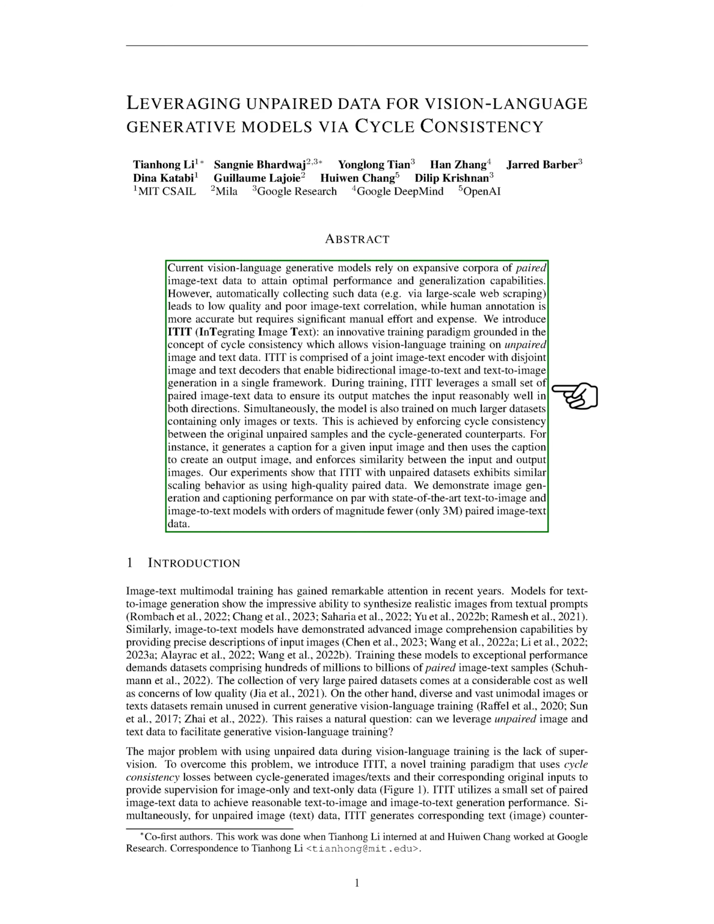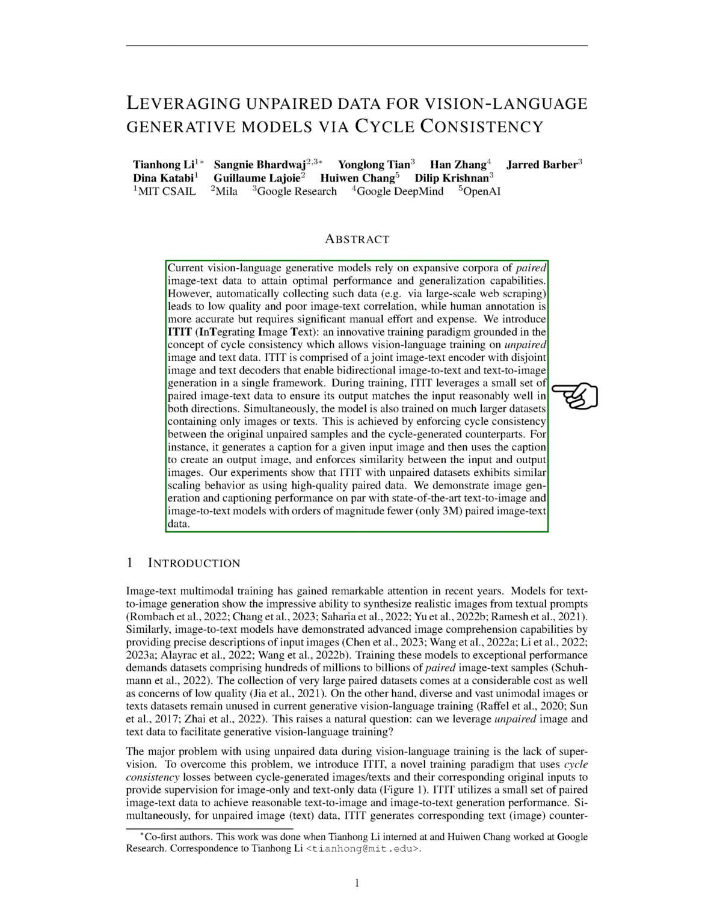Section: Introduction. In recent years, there's been a surge of interest in training models that can generate images from text and vice versa. These models have shown remarkable capabilities, such as creating realistic images from text prompts and providing accurate descriptions of images. However, training these models to perform exceptionally well requires massive datasets of paired image-text samples, which are costly to collect and often of low quality. Meanwhile, large datasets of unimodal images or texts are left unused in this training process. This leads us to ask, can we use unpaired image and text data to improve the training of these models?